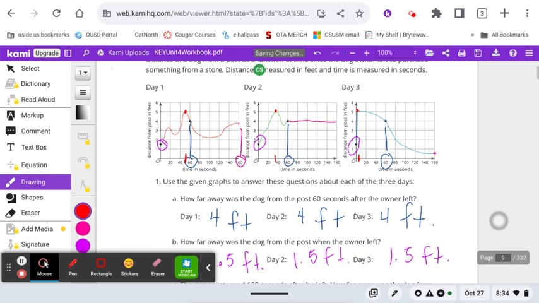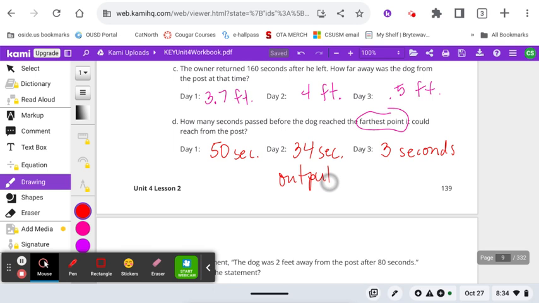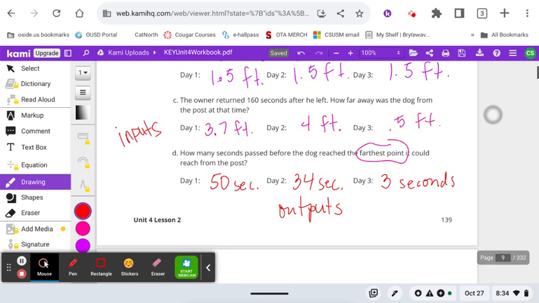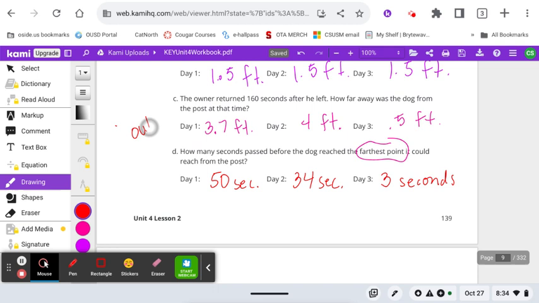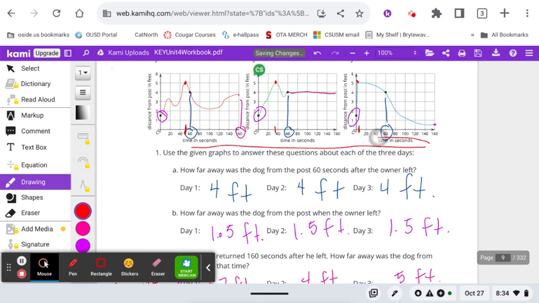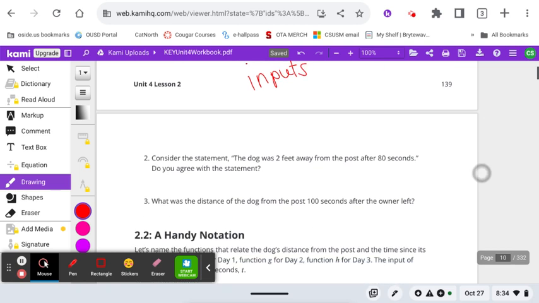And what is the time in seconds at that highest point? Those are called the outputs because they are the y-axis along the side. And these answers are the inputs. Reverse that. So when we're giving an answer of the time, that's here along the bottom, that's giving an answer of the input. And when we're giving an answer of the distance, that's the outputs along the side.